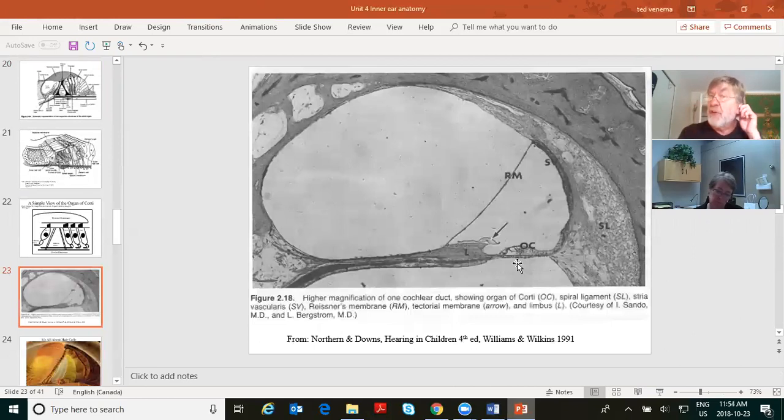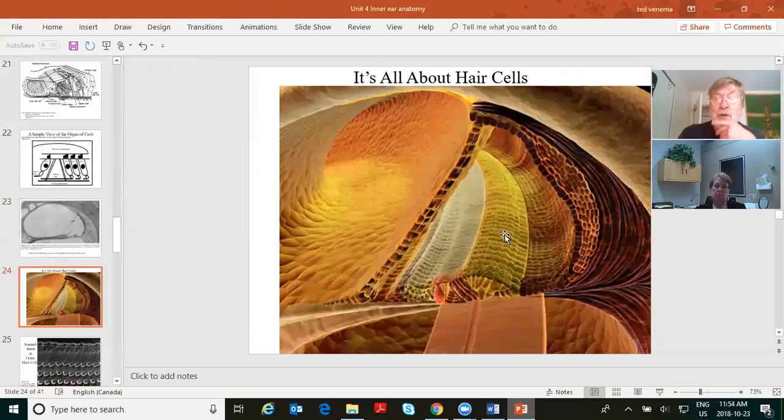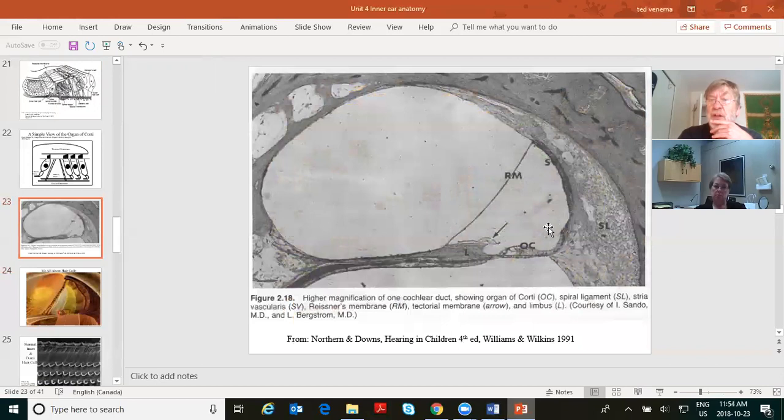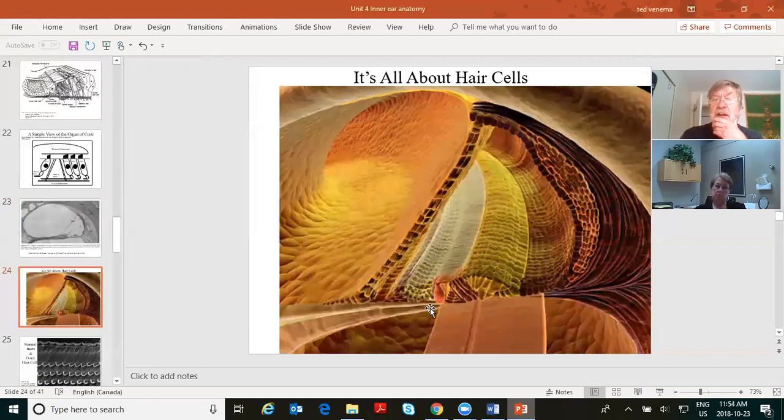Here's a real picture of a real human cochlea, and you can see scala vestibuli, Reissner's membrane, spiral ligament, stria vascularis, basilar membrane, outer hair cells. The tectorial membrane is really small here. It should be going all the way out here, but this person's dead, and so it has shrunk. Okay? Now let's look at this triangle really closely. And here's the hair cells. Here, the tectorial membrane is not shown.